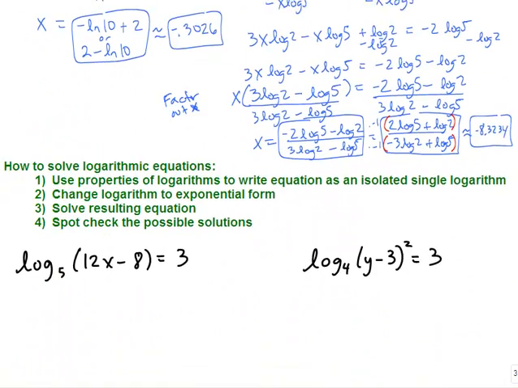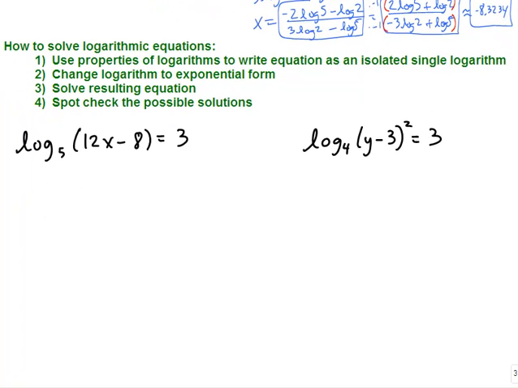To finish off today, we're going to talk about how you solve logarithmic equations, so the inverse type of problem. And in this case, what we're going to do is we're going to try to first get a single logarithm on one side of our equation, and we may have to use properties of logs to make that happen. And then once we have a single log, then we're going to undo the log by changing it back into its exponential form, and then we can solve that resulting equation.